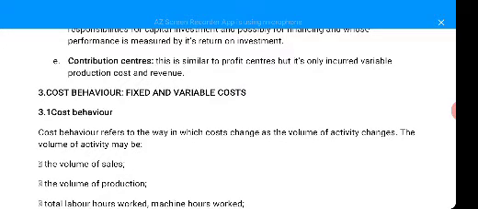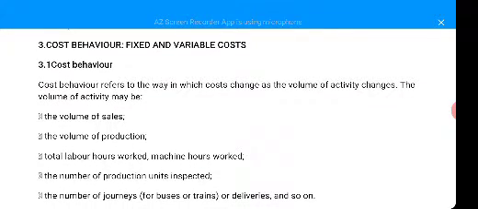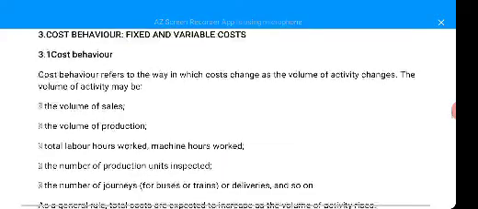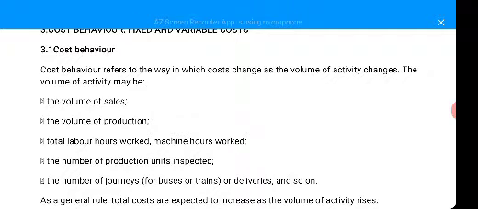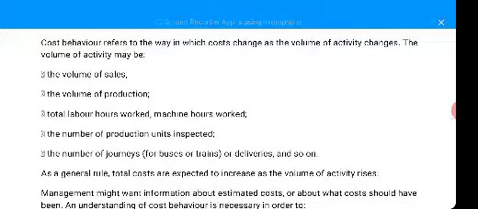The volume of activity may be the volume of sales. So the activity will be volume of sales. That means in the sales department, if they want to sell a unit, the cost that they will incur might be lower. And if they want to increase units sold, the cost they will incur will increase.